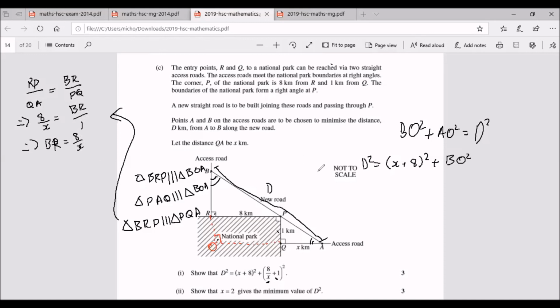So from here, we know that D squared equals x plus 8 all squared plus, and this is going to be BR here, so this is going to be 8 over x, plus 1. Does that make sense? Yeah, that makes sense. So I'll just give you a chance to write that down.